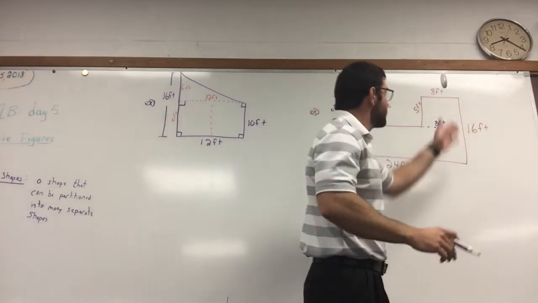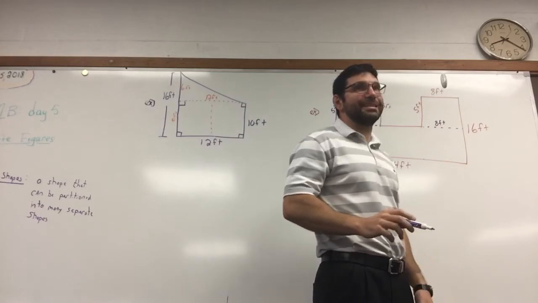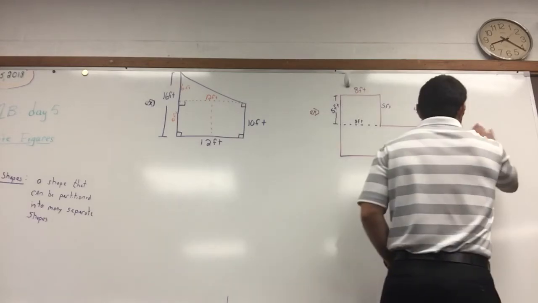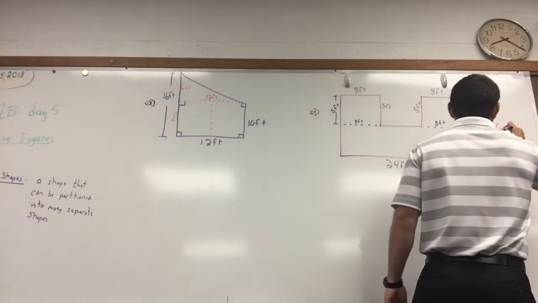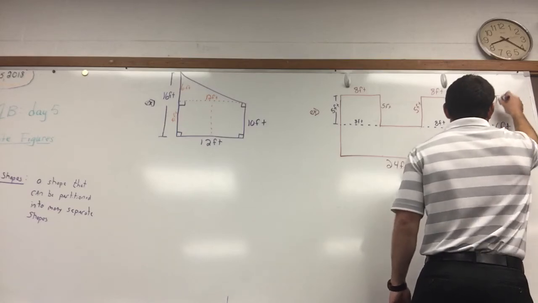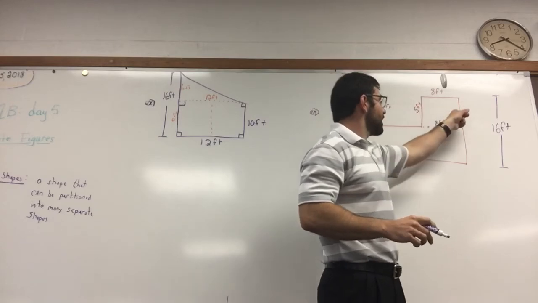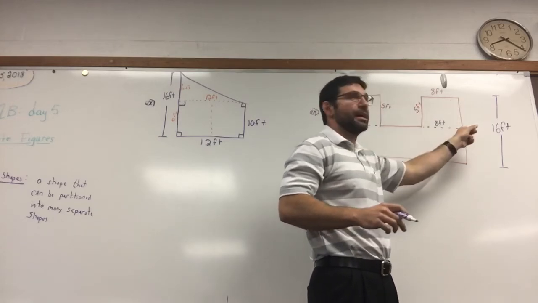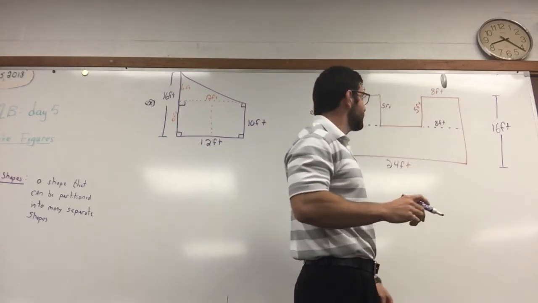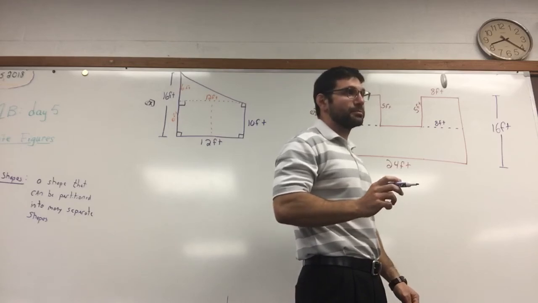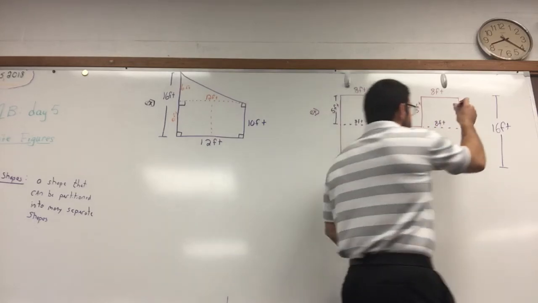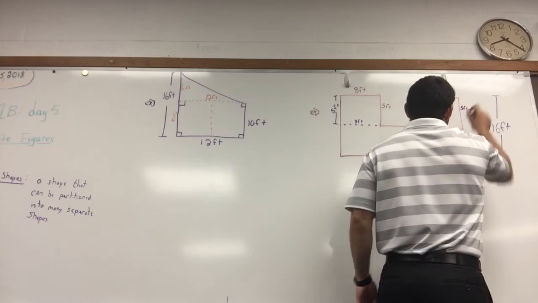Now we've got a problem. This whole thing was 16. So I'm going to erase this and just move it out a little bit. So this whole thing was 16 feet, from the top to the bottom. What is just this portion from the top to the dashed line? 5. How do you know that, Owen? Opposite sides are congruent. Okay.